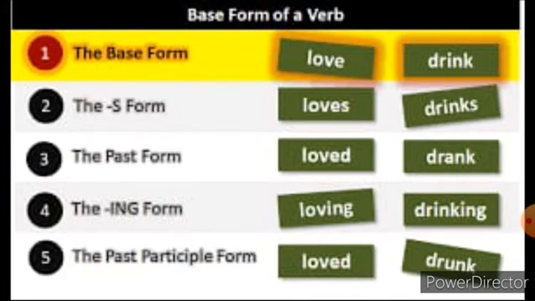Base form. And next, the second form, you add s to the base form. And then third, the past form. For the past form, you have to add ed. And then the fourth one is the ing form. For the ing form, you have to add the letters ing to the base form word. And the next one is the past participle form. You have to change the base form into the past participle form. So it is mentioned as loved. Another example is also mentioned here, children.